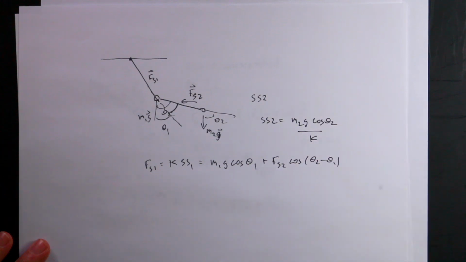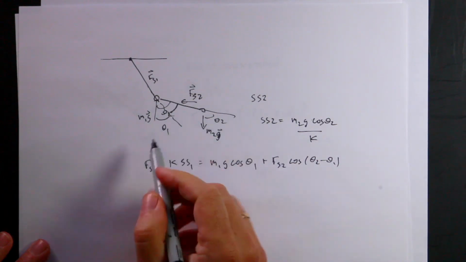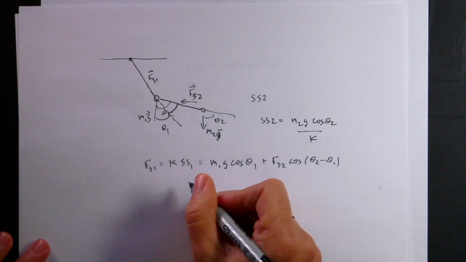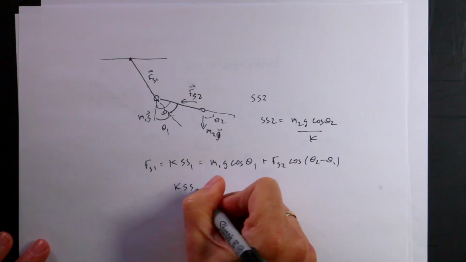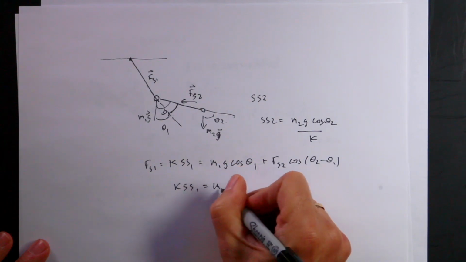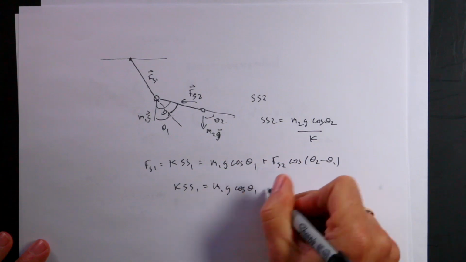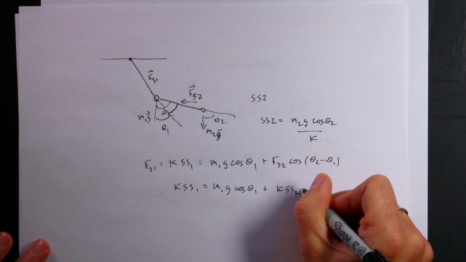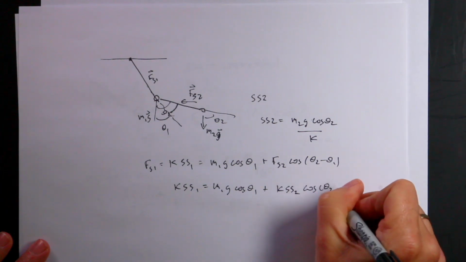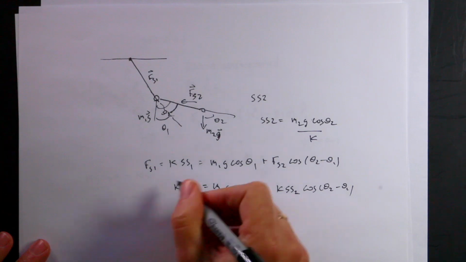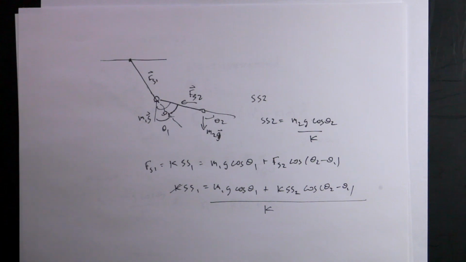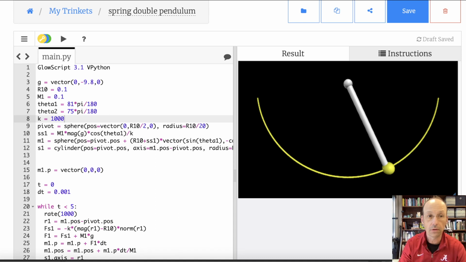This might not work. And then I can put in for FS2, I can put in SS2 times K. So this means I have K SS1 equals M1G cosine theta 1 plus K SS2 cosine theta 2 minus theta 1. So for SS1, I just divided both sides by K. Okay, let's try that. This might be a disaster. That's fine. We don't have to pre-stretch them. I was just trying to be cool.